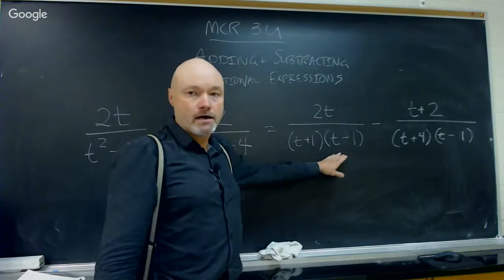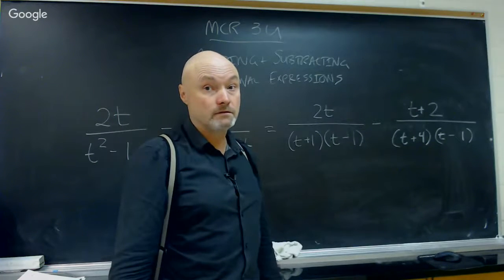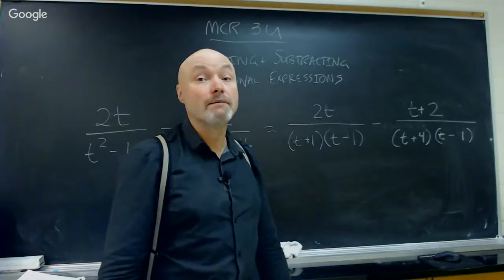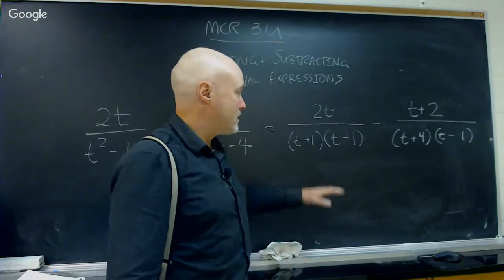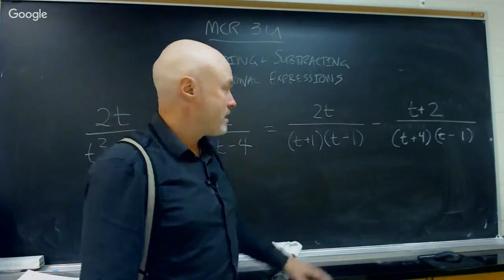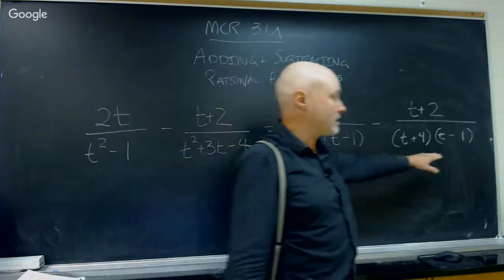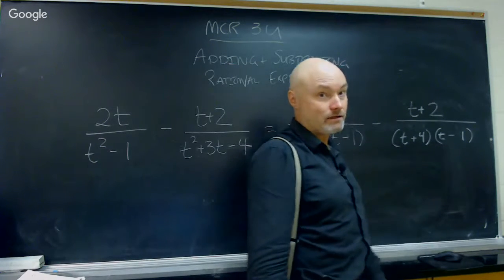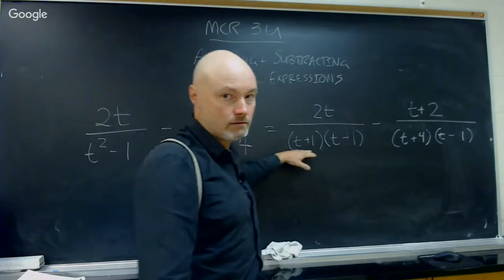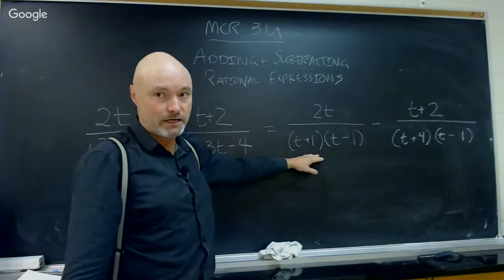Notice I have a common factor in both of these denominators. No, I can't factor it out. I cannot cancel it. But when I go to get the lowest common denominator, I am not going to multiply this by t minus 1. It's already in the denominator, okay? But I do not have a t plus 1 over here, and I do not have a t plus 4 in this denominator, okay?